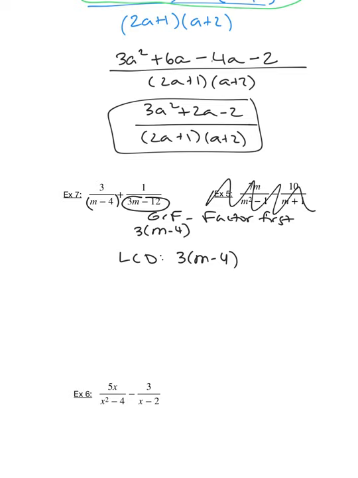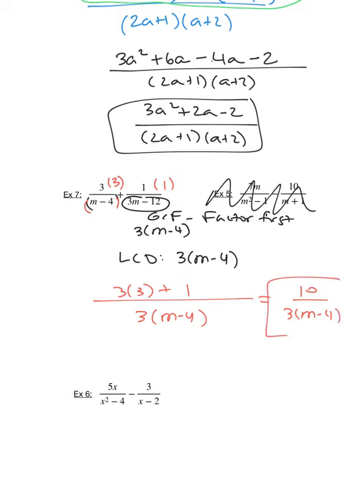So my first fraction has to be multiplied, the numerator has to be multiplied by, it's missing, the denominator is missing the 3, so times 3. My second fraction has the whole denominator, so it just gets multiplied by 1. So my new fraction with the common denominator of 3 times m minus 4, my numerator is 3 times 3 plus 1, or 1 times 1. So it would just be 10 over 3 times m minus 4. Again, if you could simplify, you do.